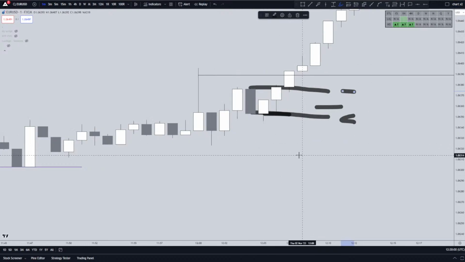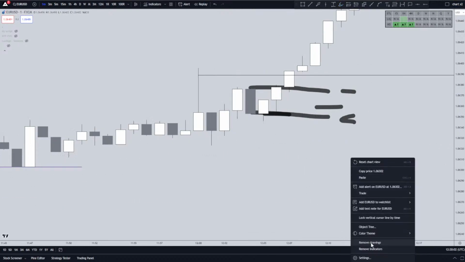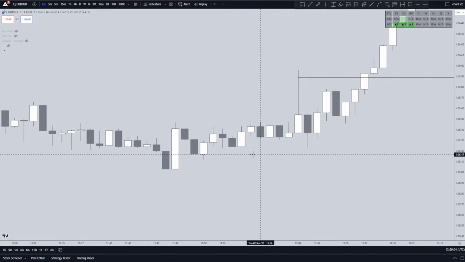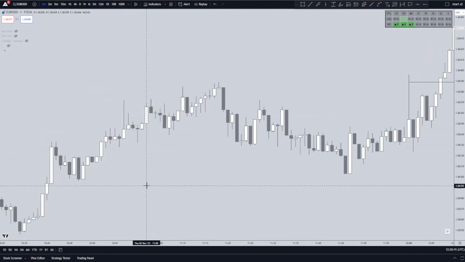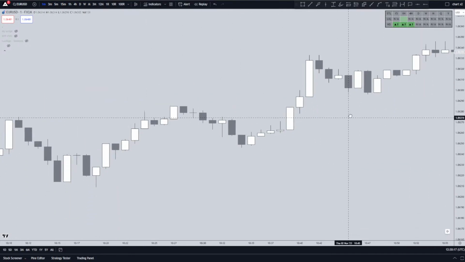So just to make it a bit clearer, where the open is not the same as the low, let me give a better example maybe.